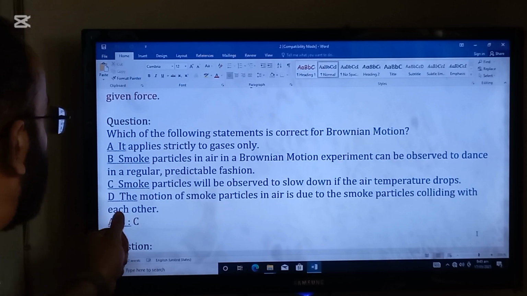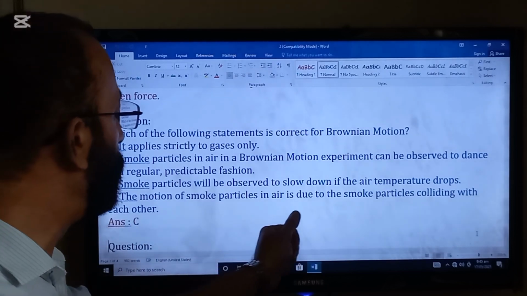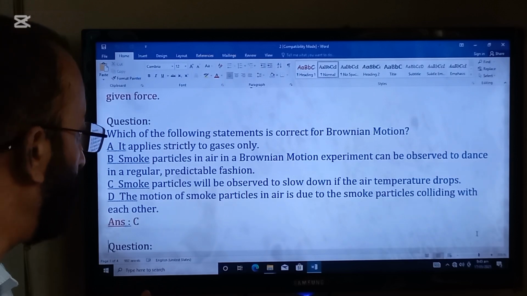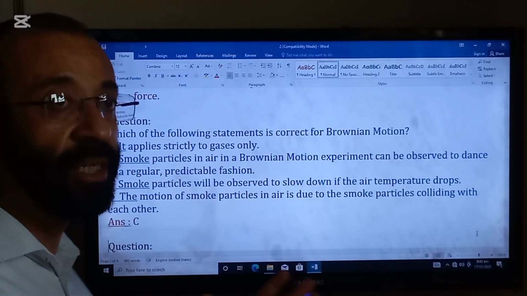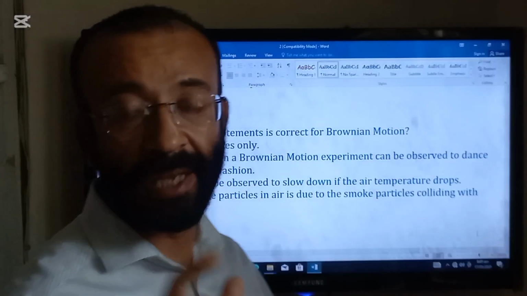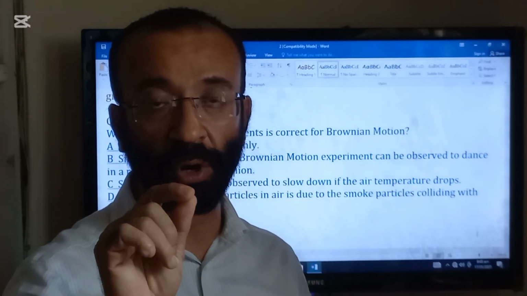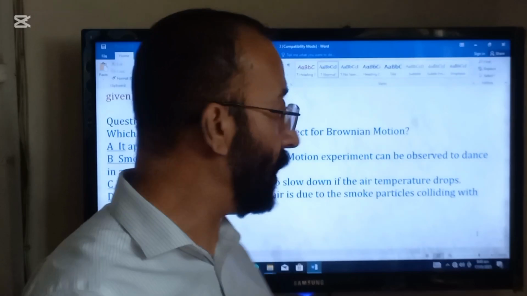D option is, the motion of the smoke particles in the air is due to the smoke particles colliding with each other. The Brownian motion is not because of the smoke particles colliding with each other. This is actually the movement because of the bombardment of the air molecules on the smoke particles.